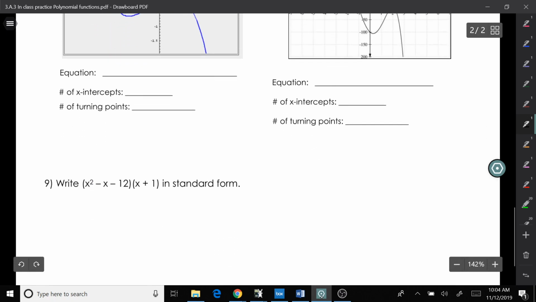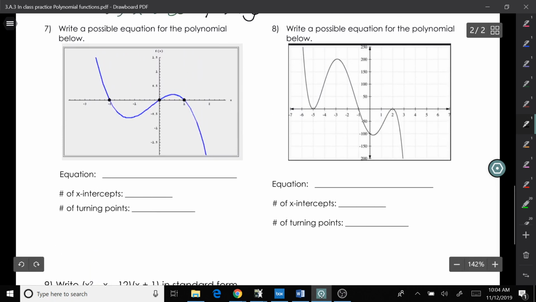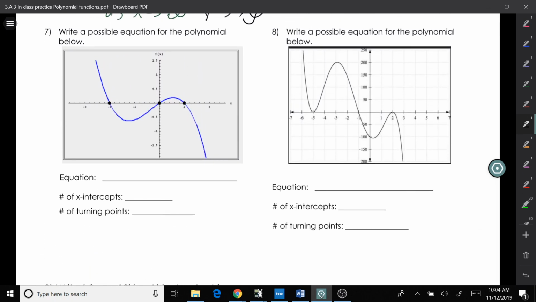All right, let's look at 7 and 8. So our equation, we have 1, 2, 3 different x-intercepts. And how many turning points do we have? 1, 2.